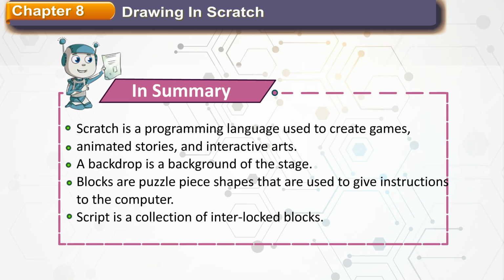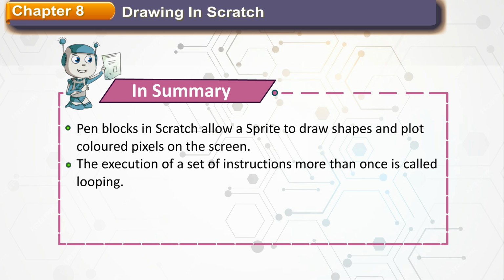In summary, Scratch is a programming language used to create games, animated stories, and interactive arts. A backdrop is a background of the stage. Blocks are puzzle piece shapes that are used to give instructions to the computer. Script is a collection of interlocked blocks. Pen blocks in Scratch allow a sprite to draw shapes and plot colored pixels on the screen. The execution of a set of instructions more than once is called looping.